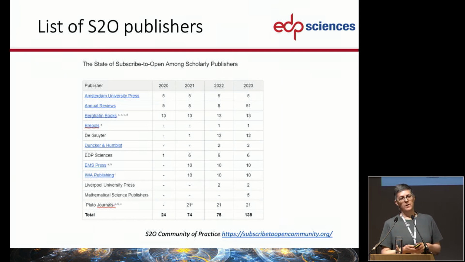This is a list of subscribe to open publishers that is maintained by the subscribe to open community. They're a community of practitioners, publishers that have gotten together to form this community. They're publishers, funders, and in some cases institutions who are interested in the model and are working together to establish some common ground on what exactly subscribe to open is, because there are different flavors depending on the publisher or the journal. And also to put their strength together in terms of promotion and to make the model more efficient.